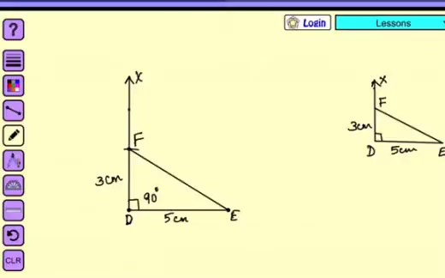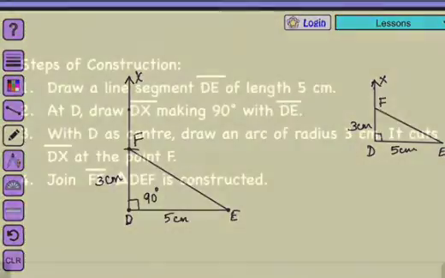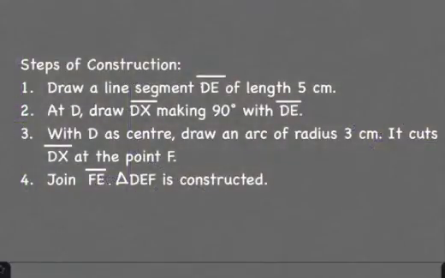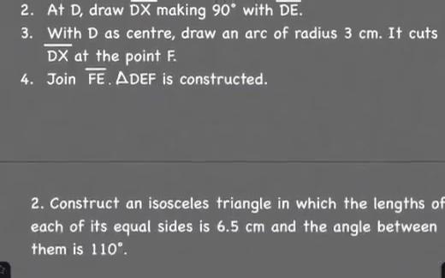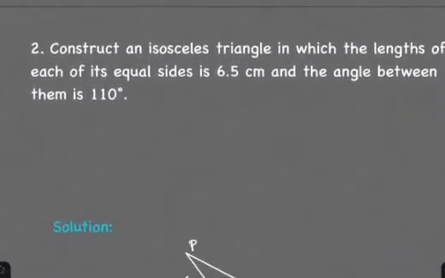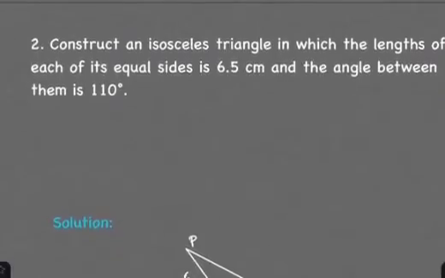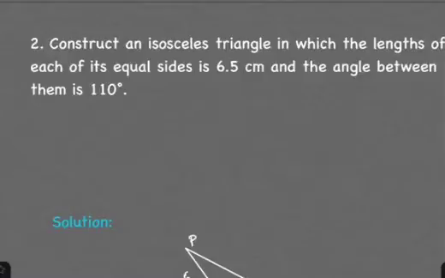I hope all of you have understood, children. Now the steps of construction have been listed out as we did it earlier. I hope all of you have understood. Moving on to constructing a similar type of triangle. Construct an isosceles triangle in which the lengths of each of its equal sides is 6.5 centimeters and the angle between them is 110 degrees.